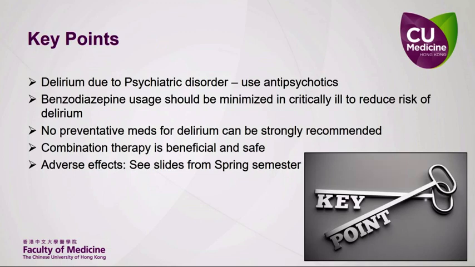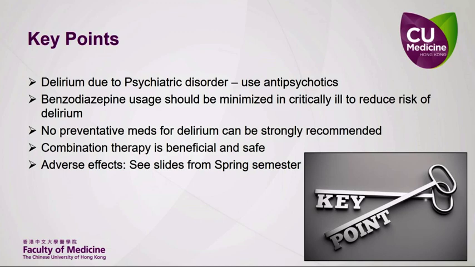Some take-home points are as follows. In a patient with psychosis or a psychiatric history, antipsychotics should be recommended over benzodiazepines. Many modifiable risk factors can be addressed to minimize the risk of delirium, and as a pharmacist, it is more important for you to focus on drugs like benzodiazepines that can increase risk of delirium.